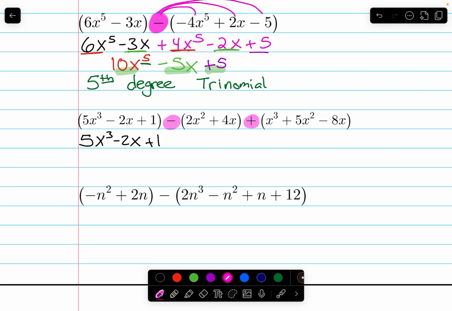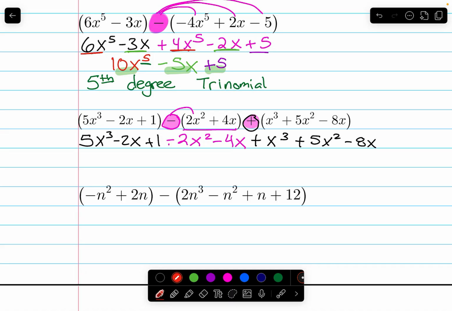The next part, now this negative 2 is only attached to the second polynomial, or the second expression. So I'm going to only multiply it by the second expression. So negative 2x squared minus 4x. And then this positive, it's not going to change anything. So I'm just going to bring down the last expression. There we go. And now I'm going to go ahead and combine my like terms, and I'm going to go in the order of the highest exponents down. Now you could pause right here and try it out yourself. So I will push pause.